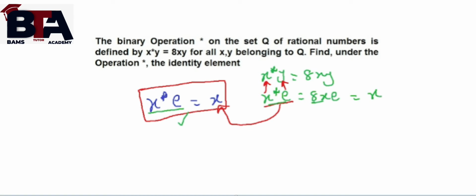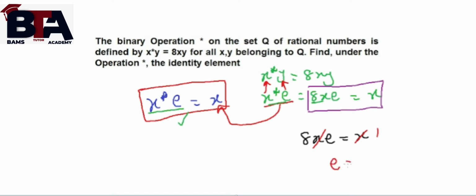So this is what I'm going to bring out and work with to get my identity element. In that case I will have 8xe equals x. So x can cancel x here, as 1. Divide both sides by 8, e is equal to 1 over 8. Can you see that now? We've gotten 1 over 8, and that's the answer for this one.